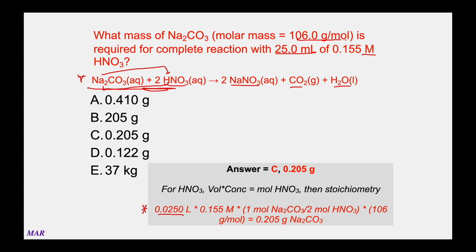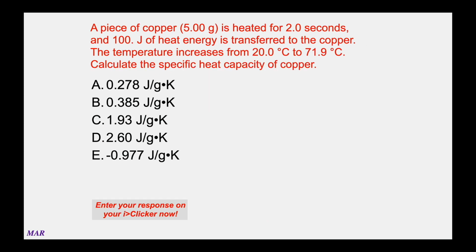So if you've done all this, then here's the process itself. I turned the milliliters into liters, multiplied by the molarity of the HNO3. Here's the 1:2 ratio we talked about, and again, that came straight from the balanced equation right there, no magic. And then we multiplied by the molar mass of the compound, the Na2CO3, and of course that came out to be answer C. So if we put 0.205 grams of sodium carbonate in with that much nitric acid, we should have neutralized all of it. You'll end up with CO2, water, and sodium nitrate. Good to go.